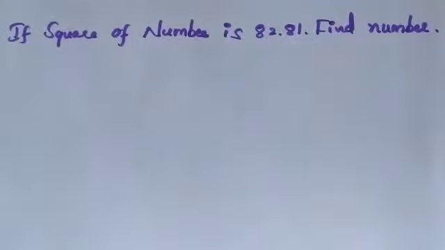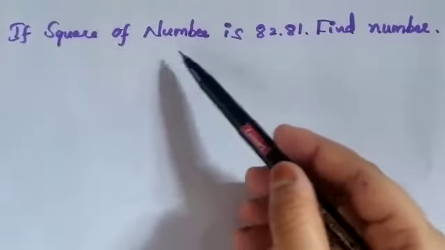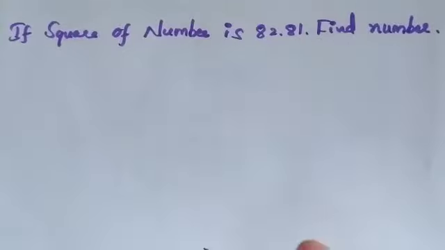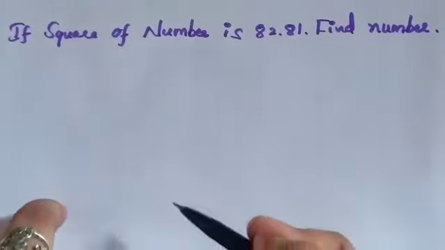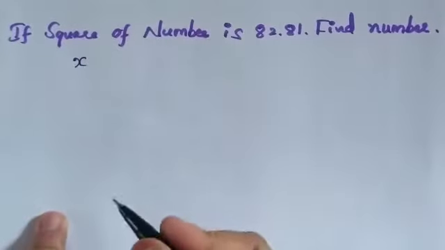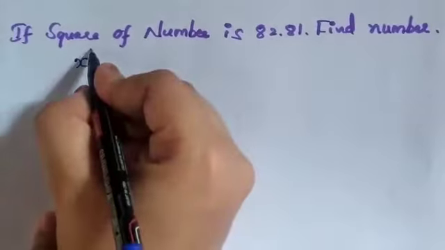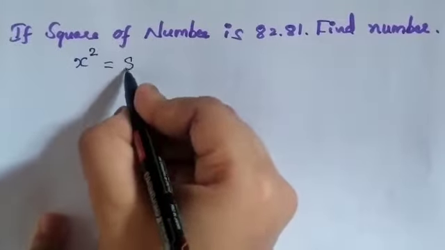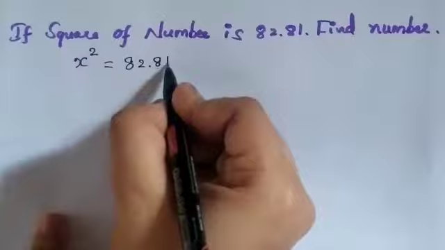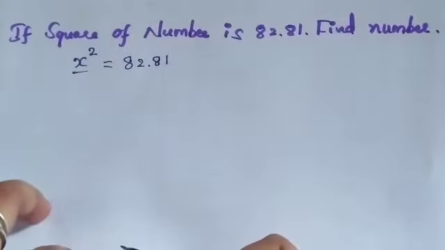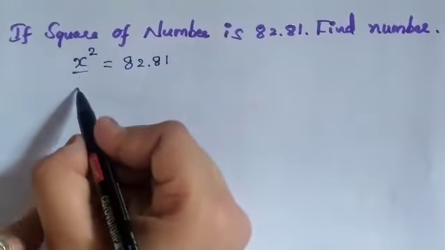So next question is, if square of a number is 82.81, find the number. Square of a number, for example, if the number I am considering as x, square of that x means x square is equals to 82.81. Find that number means find the value of x here. So how we are going to find?